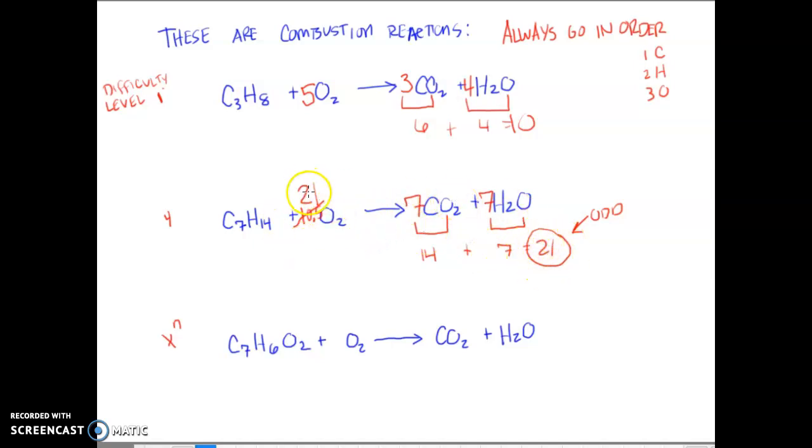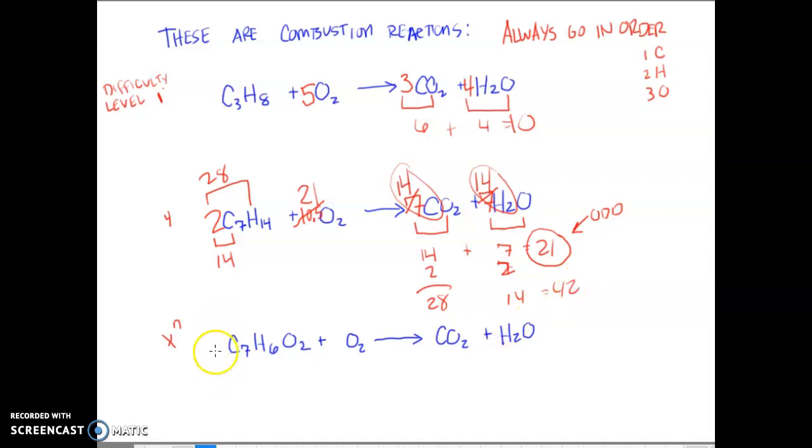Now we have 42. If I double something on one side, I have to double everything. So I'm going to double this. I'm going to double this. And I'm going to double this. And now we have a balanced reaction. We have 14 carbons, 28 oxygens. 14 carbons, 28 oxygens. Hydrogens, whatever those are. 42 oxygens. And here, oh my gosh, 14 times 2, 7 times 2, that's a 2. I suck. 28 and 14 is 42.